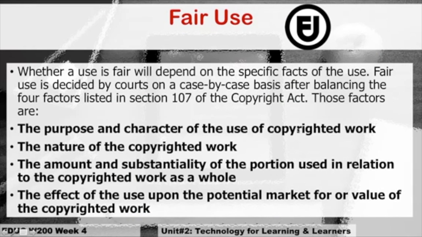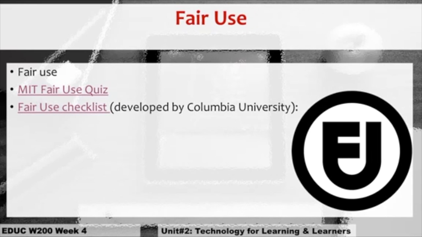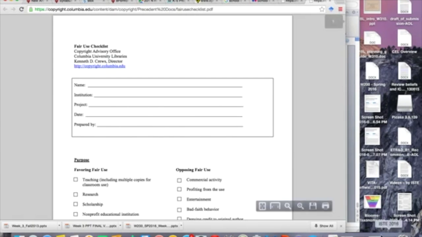So again, when we're talking about fair use, there are these 4 different points that you need to consider. The purpose and character of the use of the copyrighted work, the nature of the copyrighted work, the amount that you're going to use, and we already talked about the amount quite a bit, and then the effect of the use upon the potential market for or the value of the copyrighted work. There are 2 really good resources here. The first one is the Fair Use Quiz, so I encourage you to go out and look at that particular quiz. It's a really great one that MIT created. And then I wanted to take you through this one for just a moment.